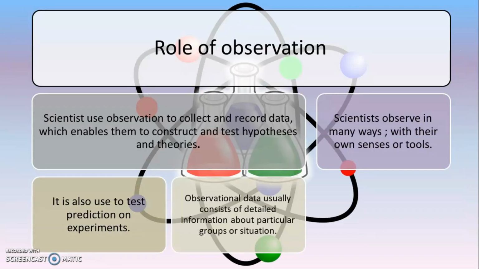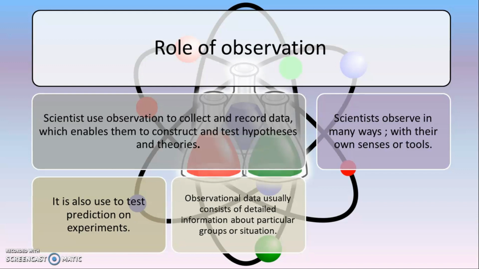Okay, now moving on to the role of observation. For the role of observation, scientists use observation to collect and record data, which enables them to construct and test hypotheses and theories. In order to proceed in doing any investigation or research, observation needs to be done. In this process, they will have to collect and record data. Next, it is also used to test predictions in an experiment. Yes, by observation, we can also predict the result of an experiment.